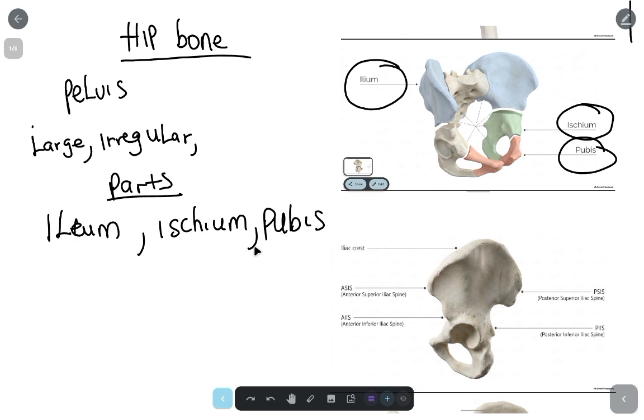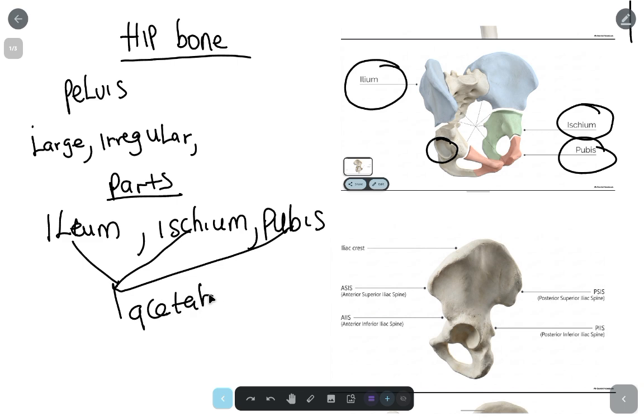So you have to look at something here. This is called the acetabulum. What is so special about the acetabulum is this is where the three hip bones fuse together. So the ilium, the ischium, and the pubis fuse together to form what we call the acetabulum. And this acetabulum is where the head of the femur inserts. So this is the acetabulum.